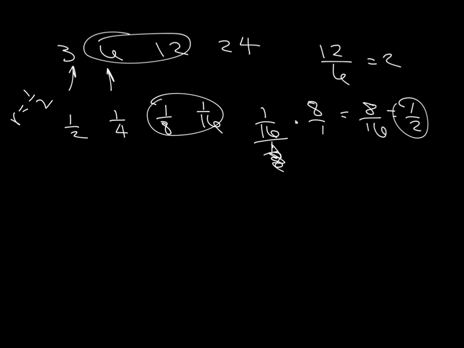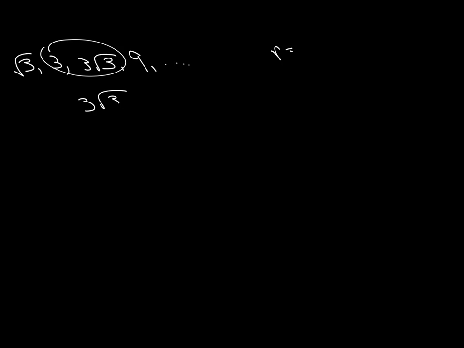All right, so what are we going to do with all this? Let's just look at one more example. Let's start with the square root of 3, 3, square root of 3, 9, and then that just goes on forever, and I want to find out what r is. I just grab two of these, and it's the square root of 3. That's my common ratio. Okay? So not too hard.